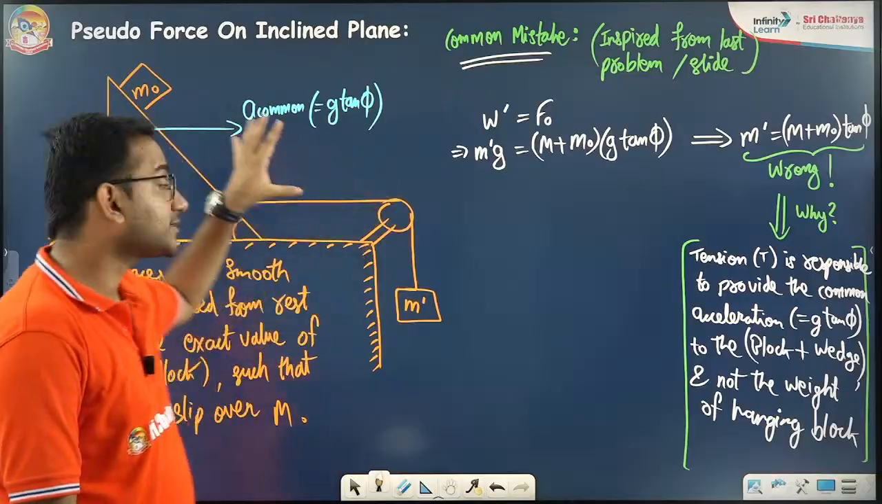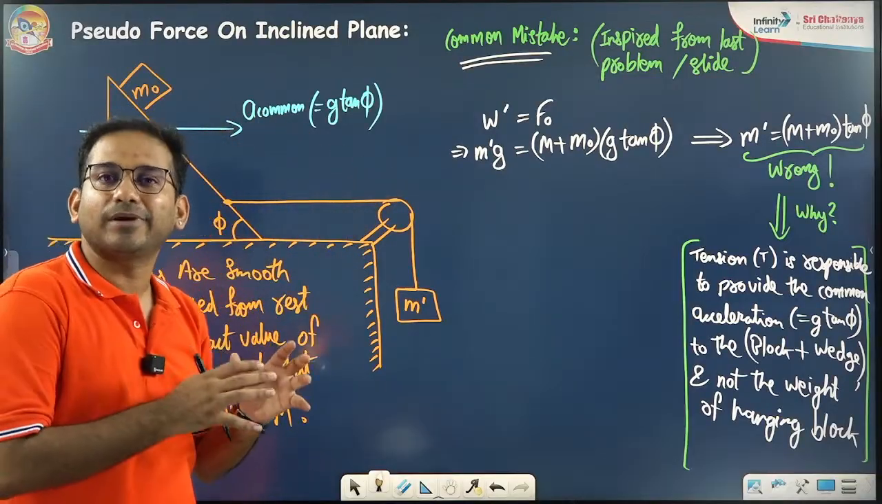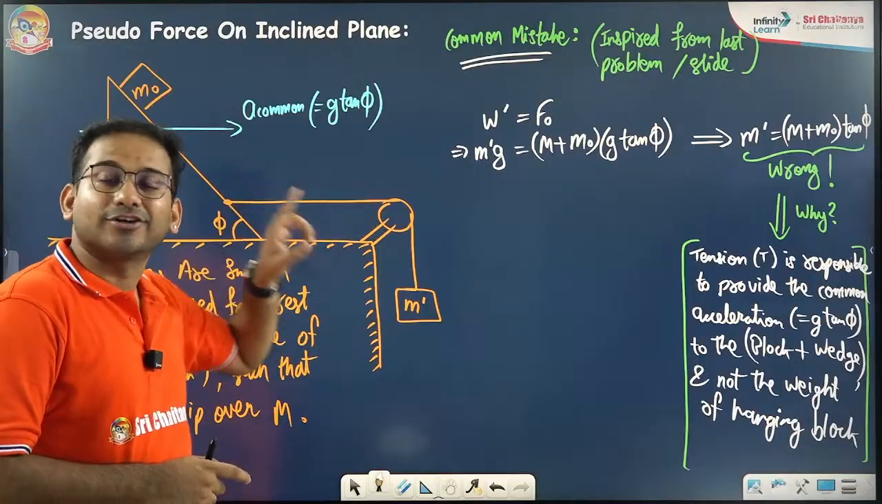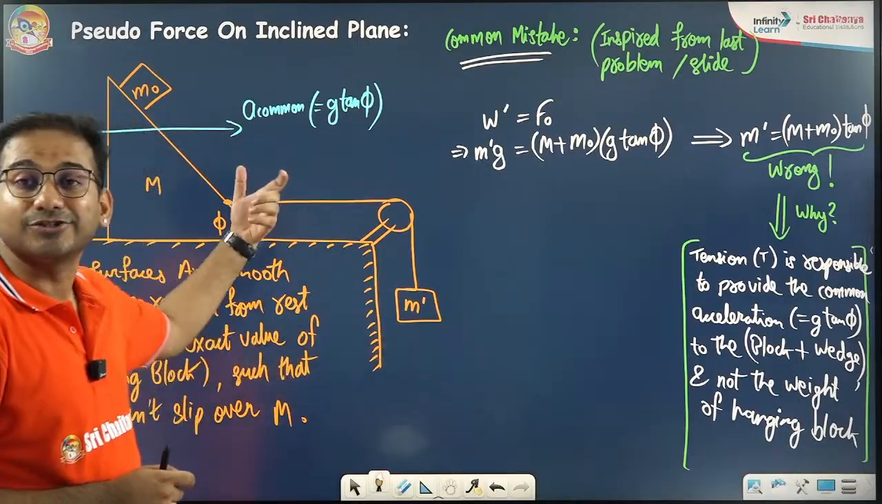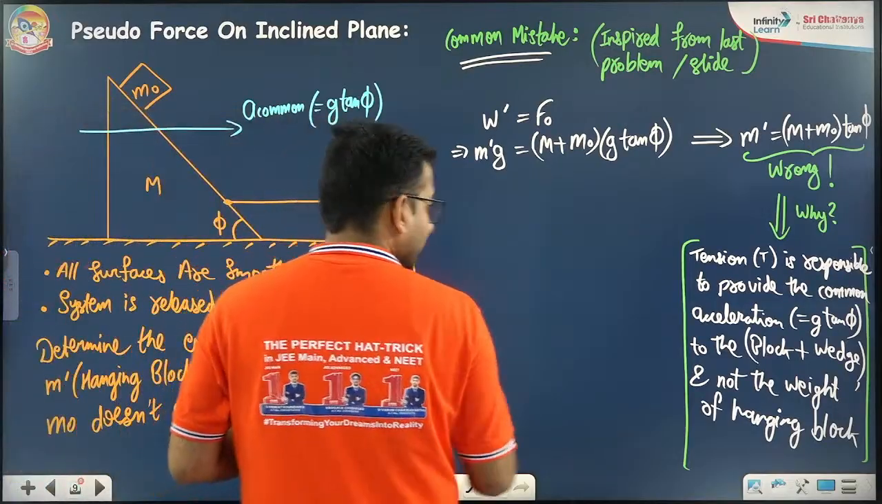Okay, why can you take it as a system? Because they are sticking together and moving with a common acceleration. So the directly applied force on block plus wedge is not the weight of the hanging block, it is the tension created in the rope. All right, so that's the entire situation here.